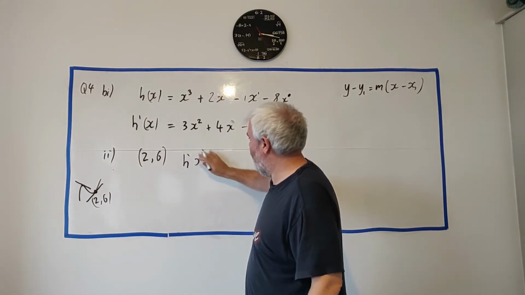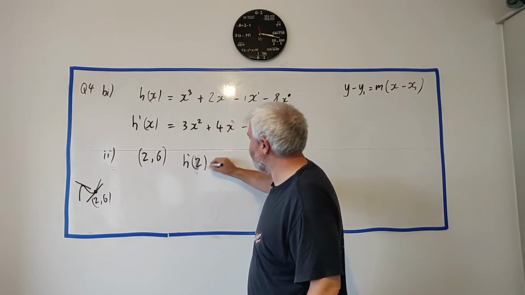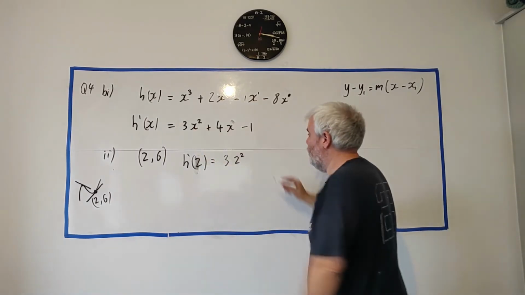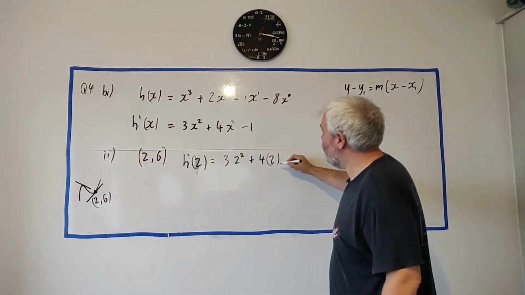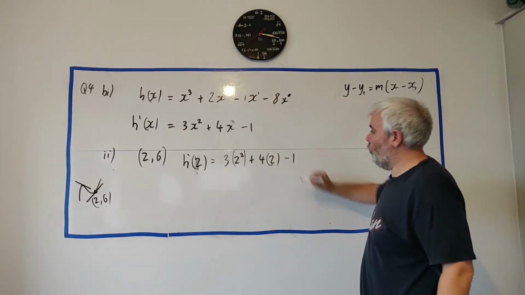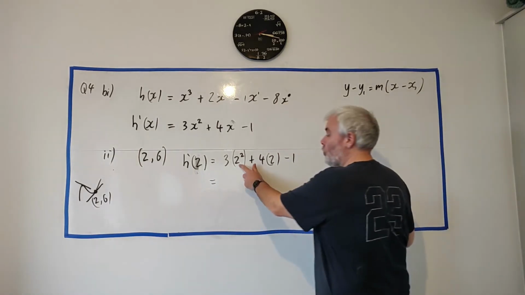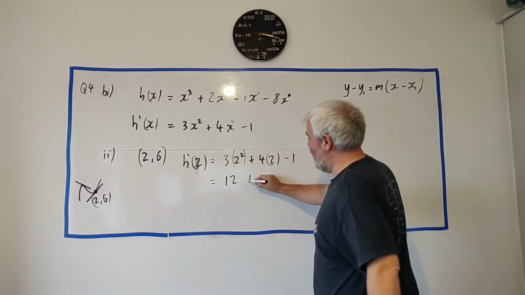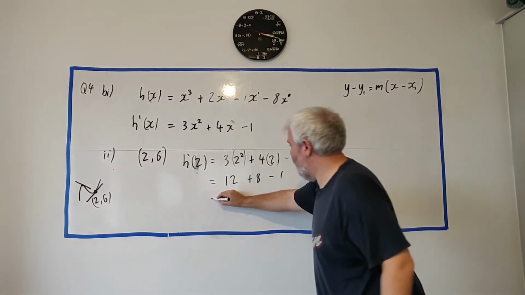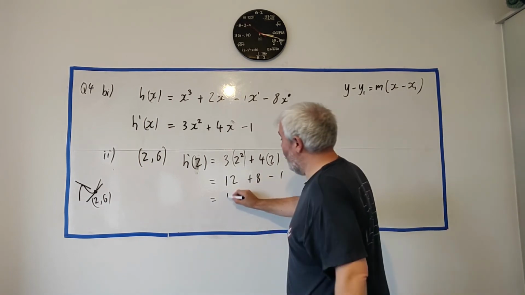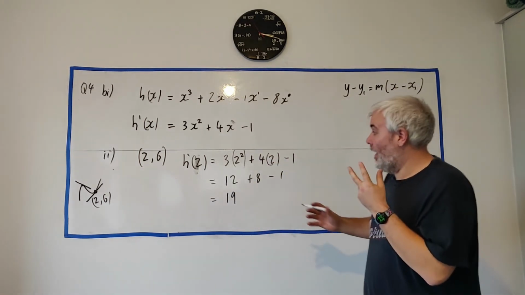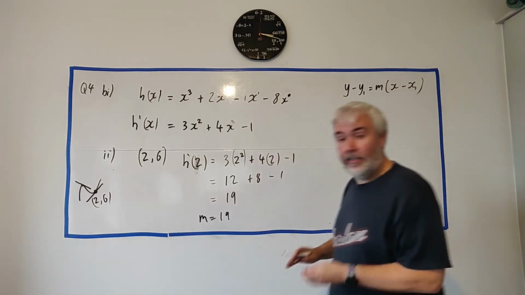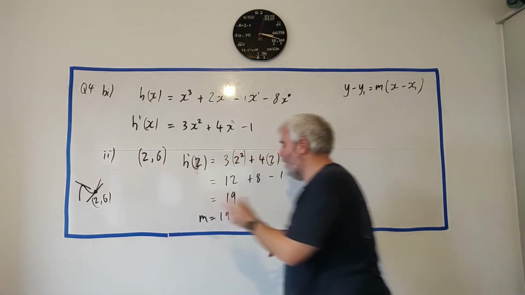The derivative of, sorry, not x, of 2 is equal to 3 times 2 squared. Instead of x, I put a 2. Plus 4 times 2. Let's put a bracket there. Minus 1. Clean all this up. We get 2 times 2 is 4, times 3 is 12. 4 times 2 is 8. Minus 1. And that's 20 minus 1. That's 19. So that's equal to 19. What that's really telling us is m is equal to 19. The slope at this point is 19.